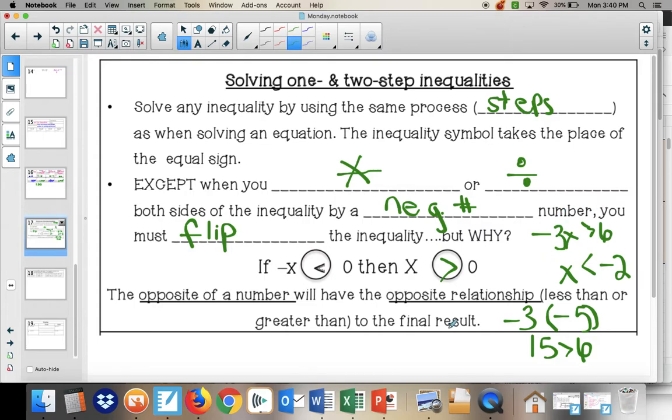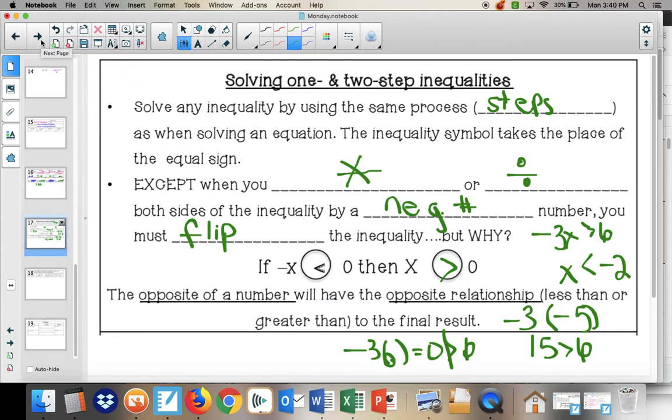So if I put in 0 here, negative 3 times 0 is 0. And is 0 bigger than 6? No. So that's why you have to flip the sign, so that it makes it where it's equal. The opposite of a number will have the opposite relationship, less than or greater than, to the final result.